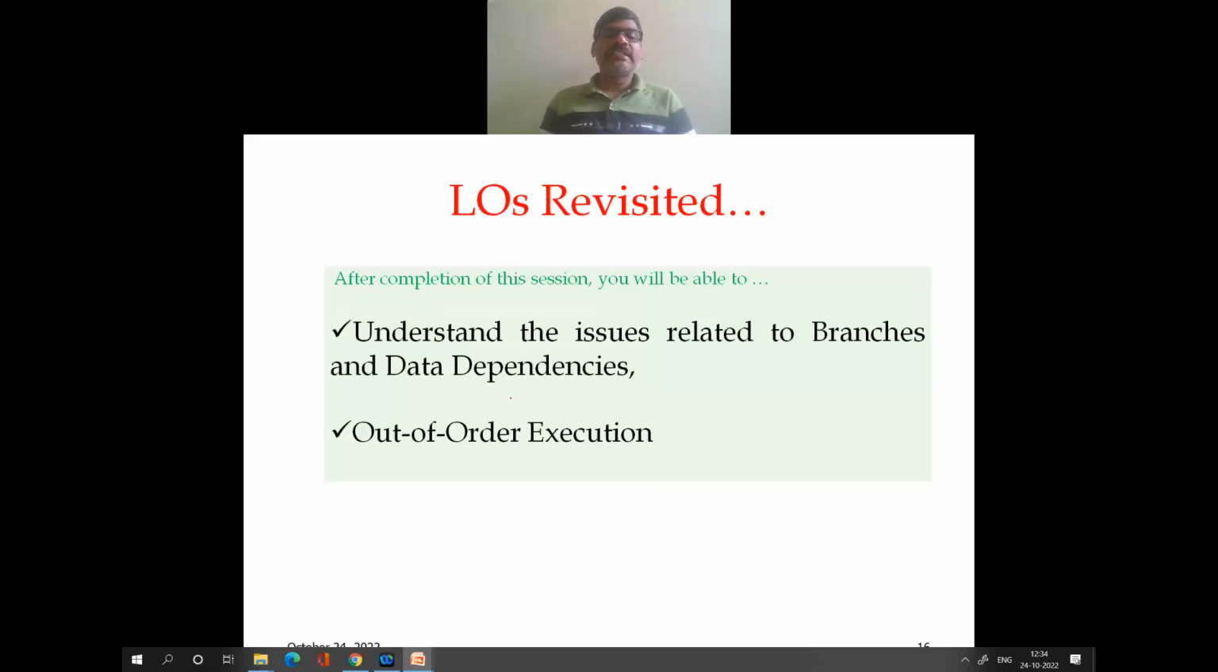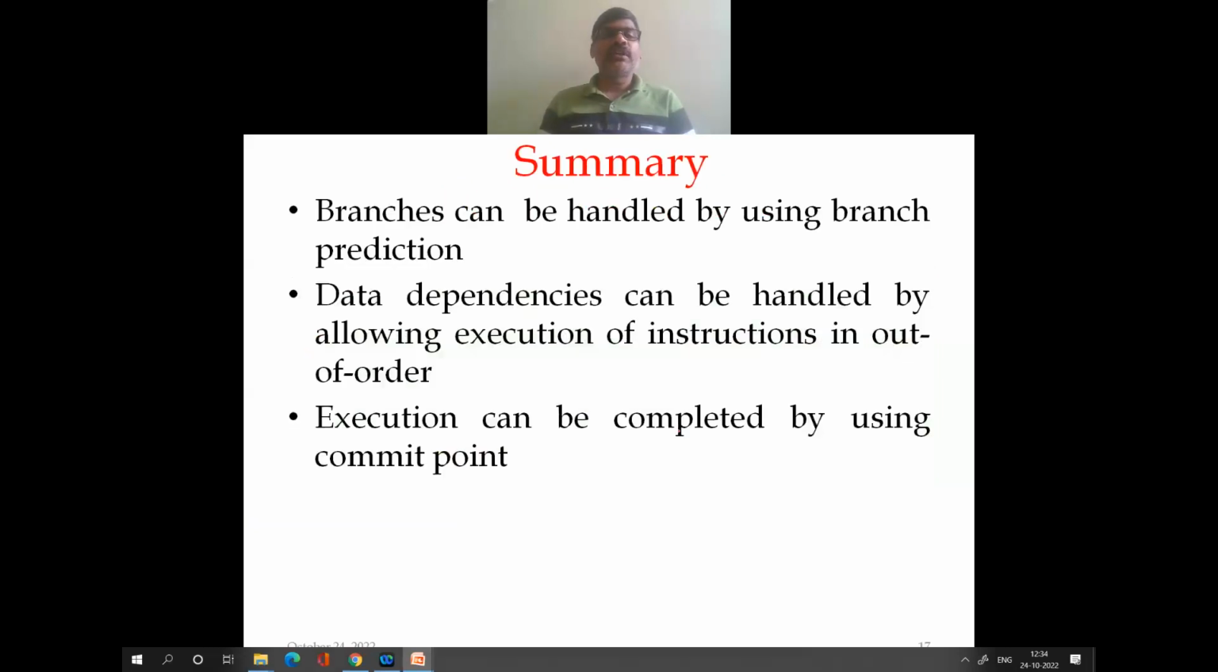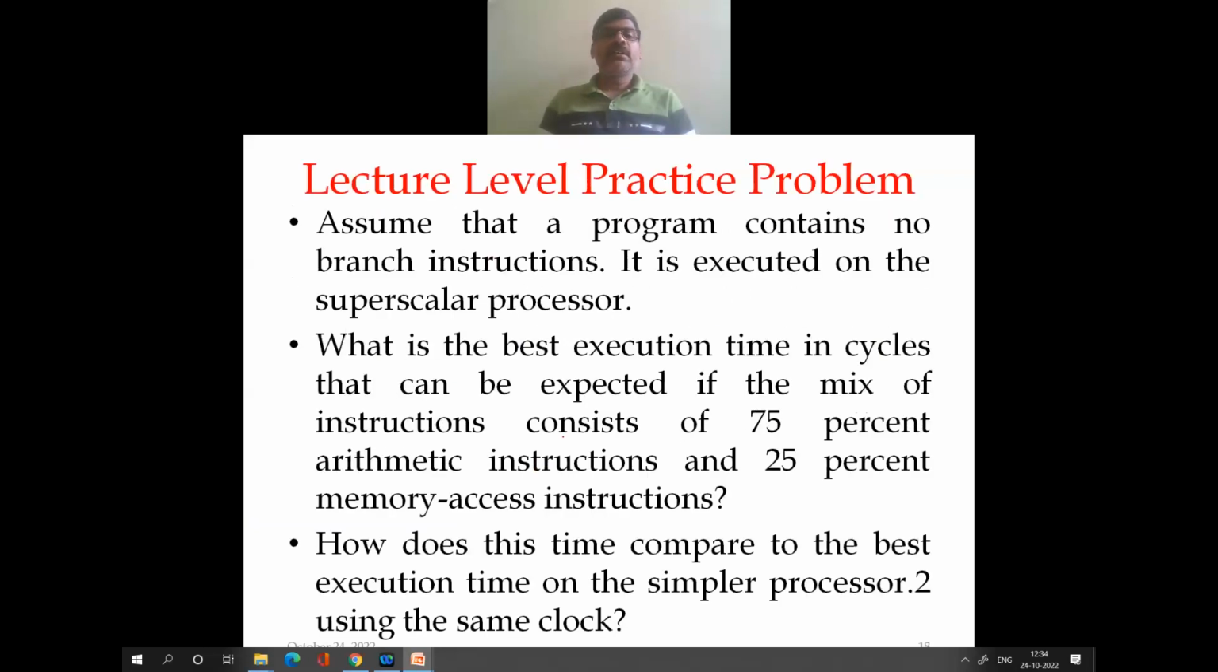After completion of this session, you will be able to understand the issues related to branches and data dependencies as well as out of order execution. The summary of today's classroom discussion topic is that branches can be handled by using branch prediction, and data dependence can be handled by allowing execution of instructions out of order. Execution can be completed by using the commit point.